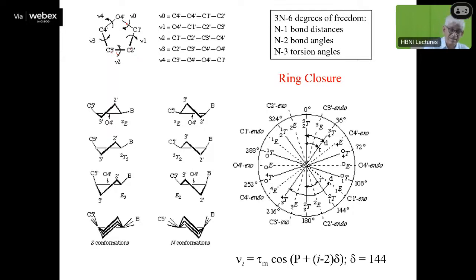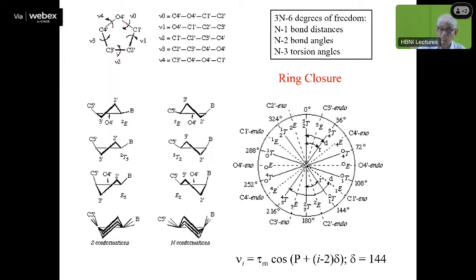Now let's look at this. This ring has five atoms. If there are n atoms, from chemistry we know that it will have 3n-6 degrees of freedom. The 6 comes because the 3 translational and 3 rotational coordinates have to be excluded. Then you define the remaining degrees of freedom in terms of internal parameters, and these internal parameters are n-1 bond distances, n-2 bond angles, and n-3 torsion angles. These are the independent variables one can have, the degrees of freedom.